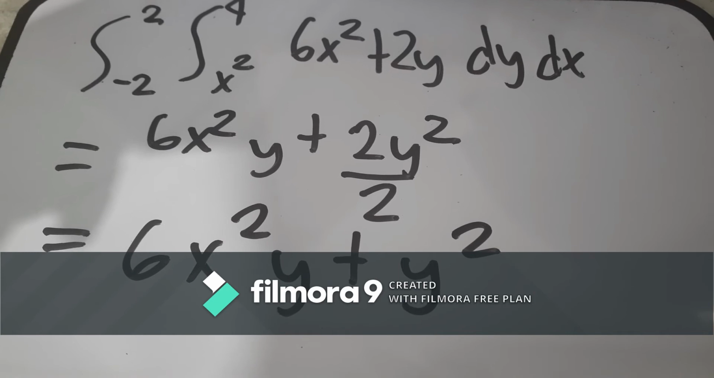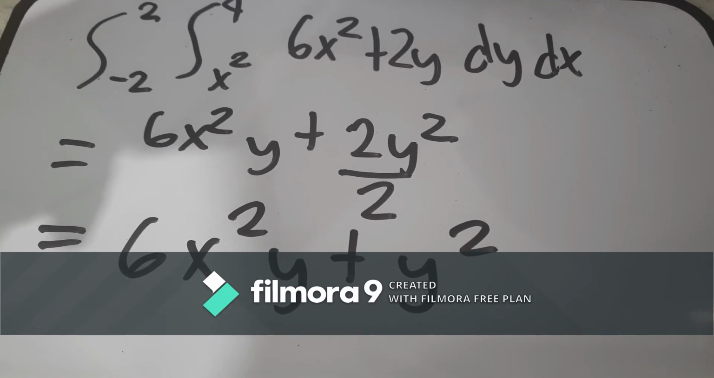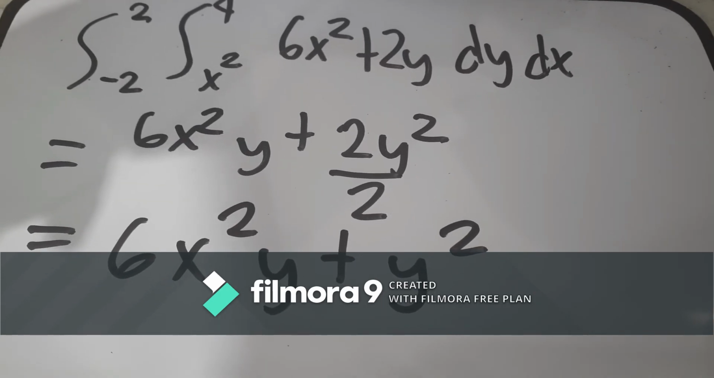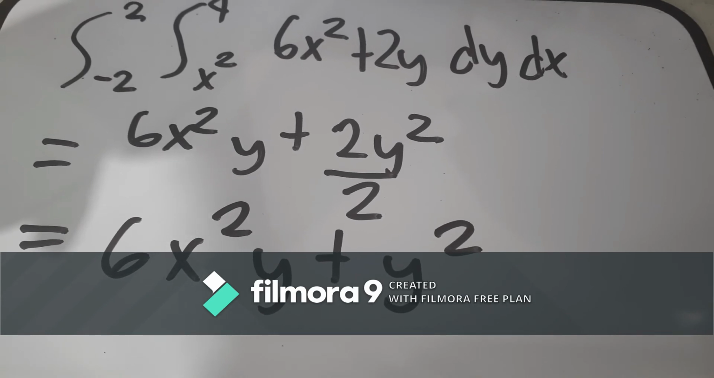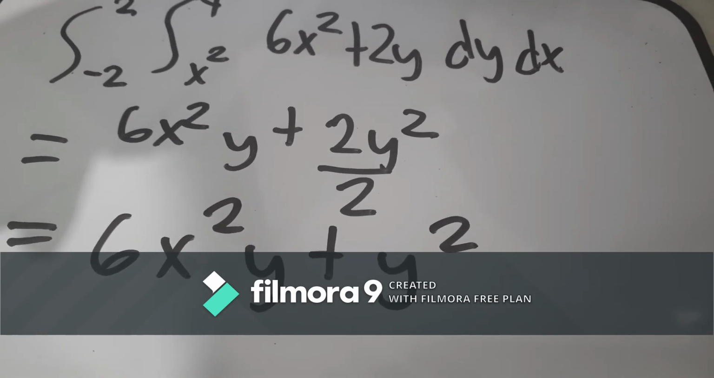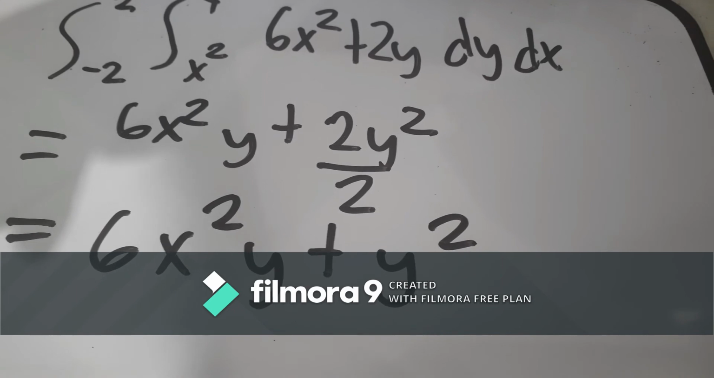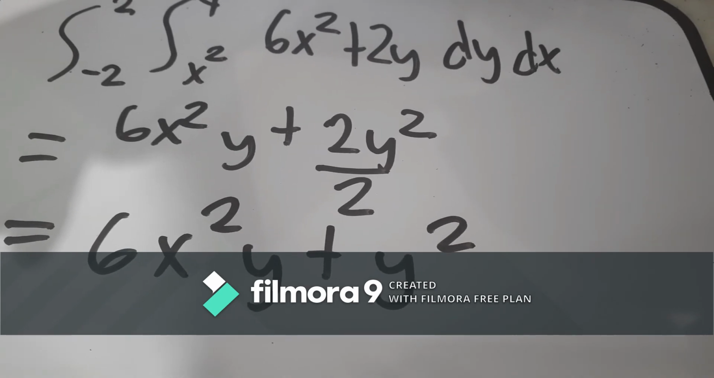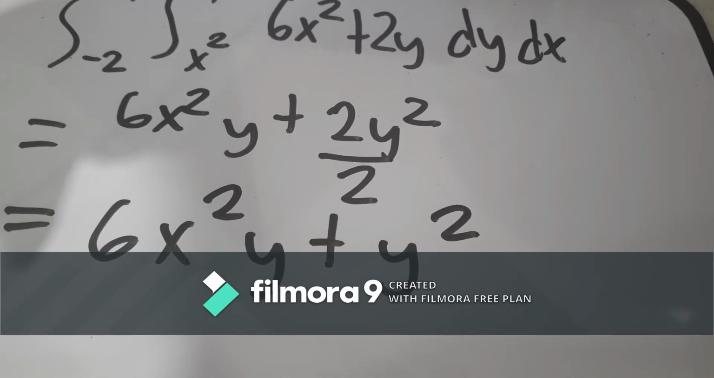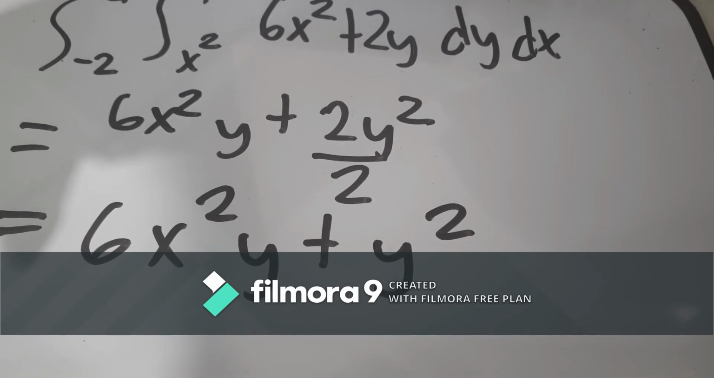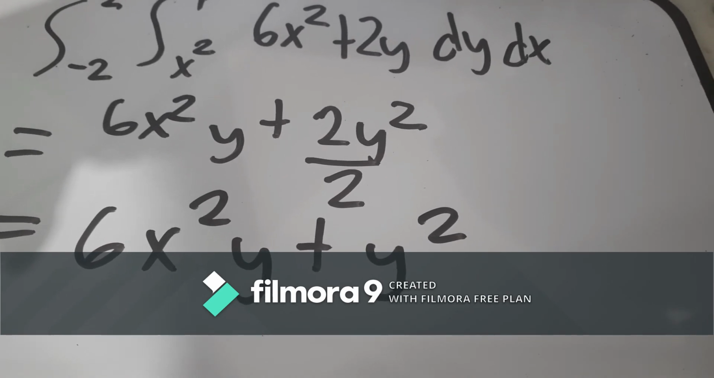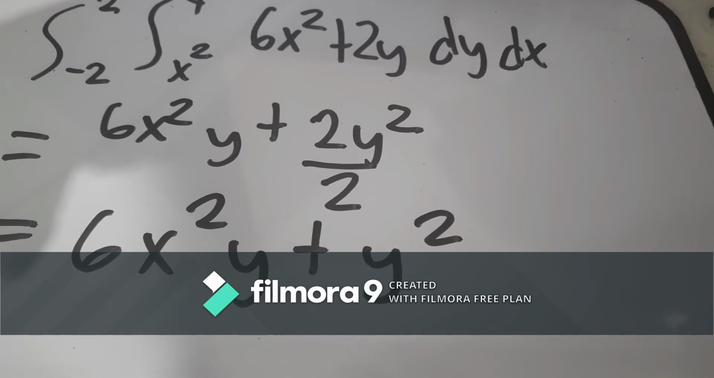And here is our last example for double integral: 6x squared plus 2y. We will integrate this with respect to y. It will become 6x squared y plus 2y squared over 2. And if you apply the cancellation, it will become 6x squared y plus y squared.